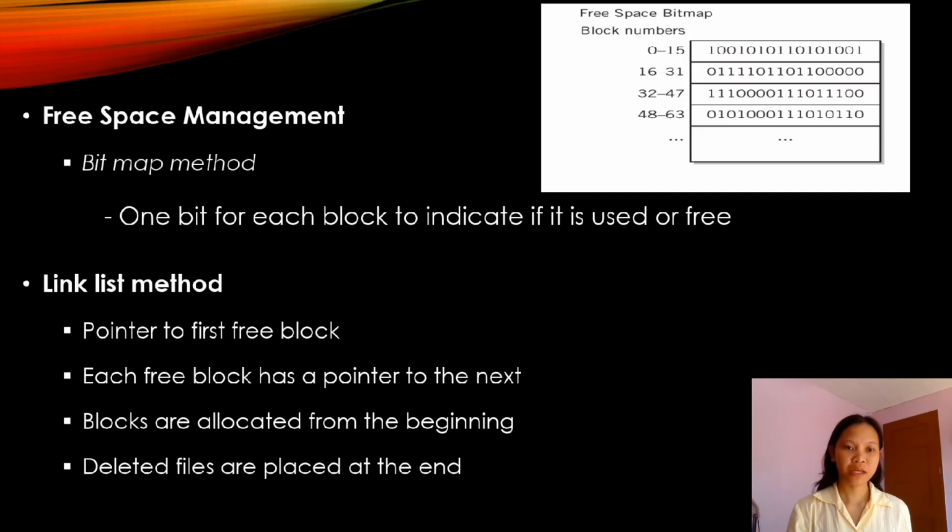Free space management has a bitmap method: one bit for each block to indicate if it is used or free. The linked list method has a pointer to the first free block, and each free block has a pointer to the next. Blocks are allocated from the beginning. Deleted files are placed at the end. You can also see in the picture above the free space bitmap block numbers, which range from 0 to 15, 16 to 31, 32 to 47, and 48 to 63.